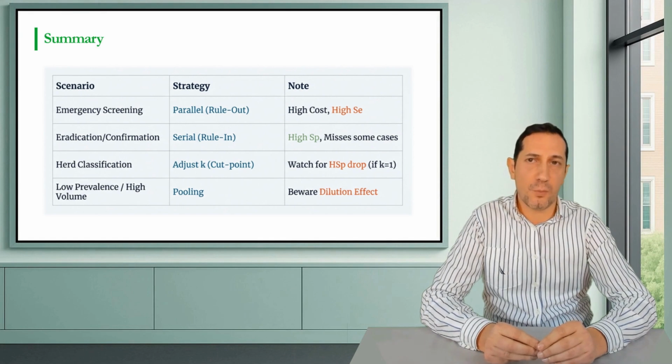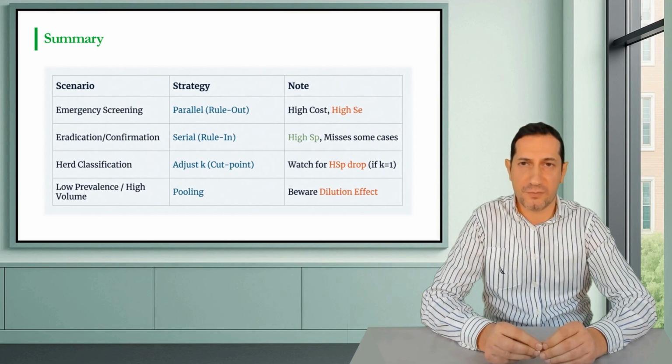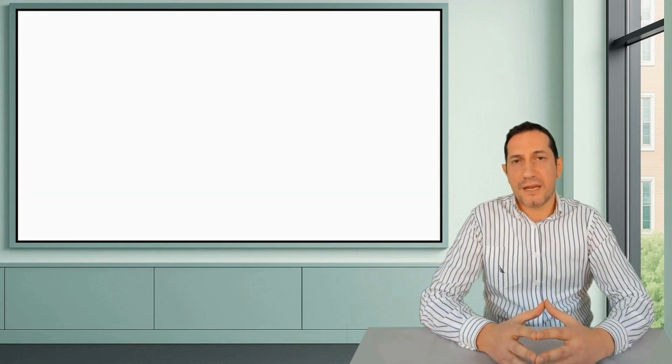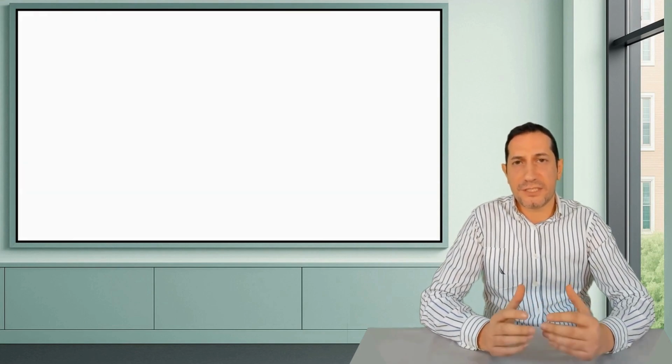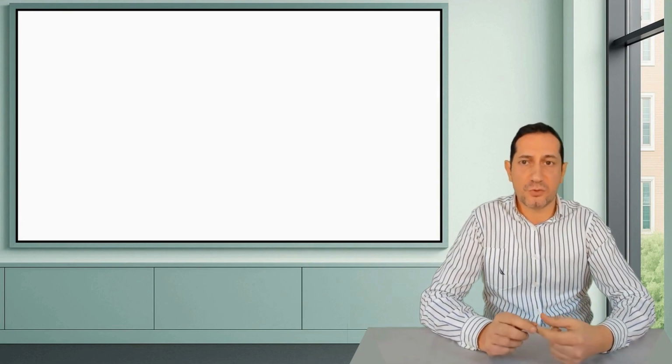We discussed how pooling samples can make surveillance affordable, provided we watch out for dilution. And finally, we learned that freedom from disease is the calculated statistical confidence, not an absolute truth.